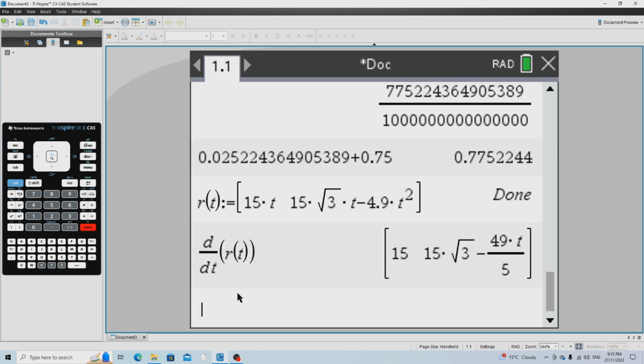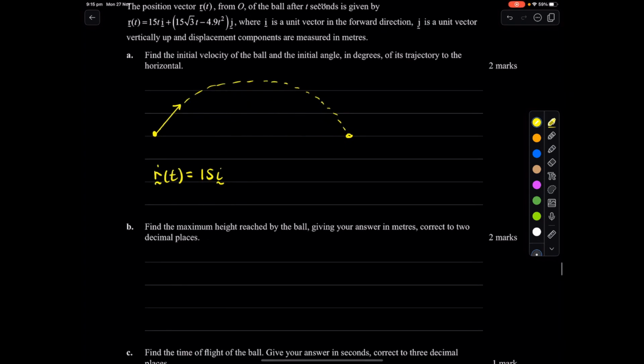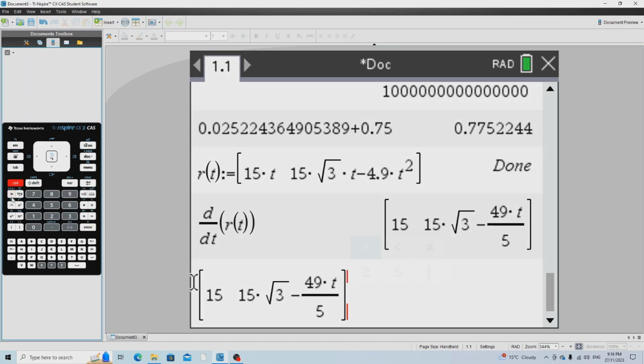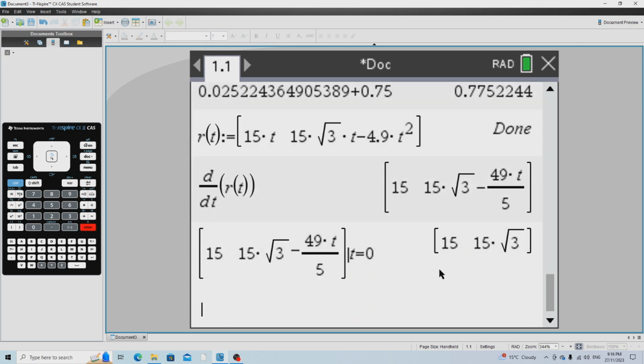And that gives me this, so let's write that. It'll be 15i plus 15 root 3 minus 49 over 5 t j. And we want to find the initial, so when t is actually 0. Imagine taking this vector over here and letting t equal 0. And that's your actual initial velocity.